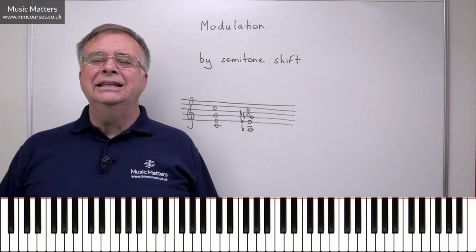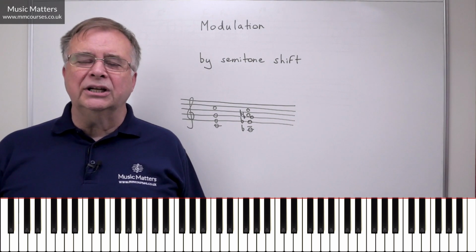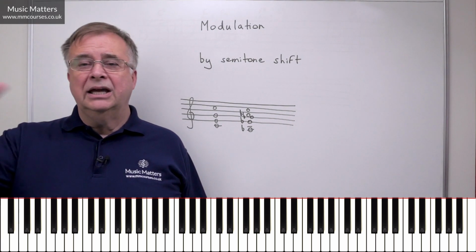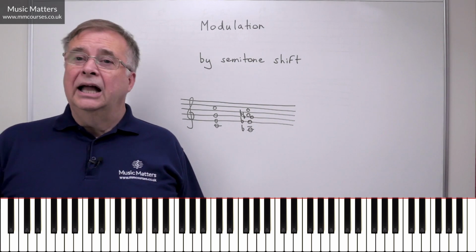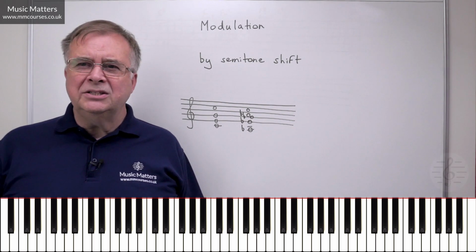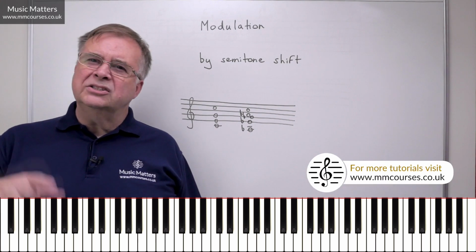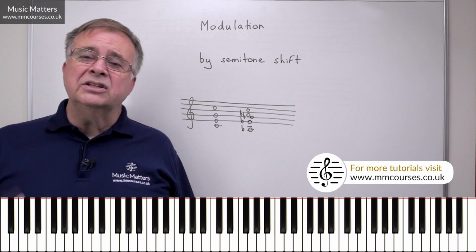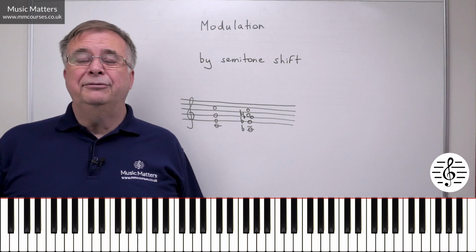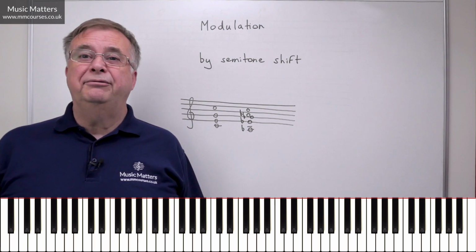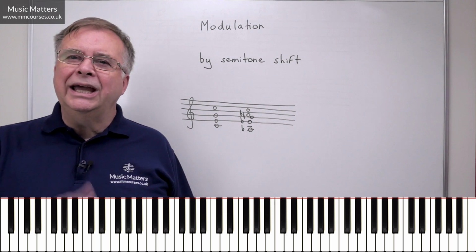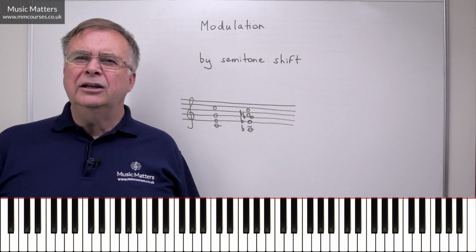So say we're in the key of C major, and maybe we're getting to the end of a section, the end of a verse or a chorus, and we want to shift up a semitone. Now, a semitone up from C major takes us to D flat major. D flat major has 5 flats, so it's a long way away from C major. So how do I do that?